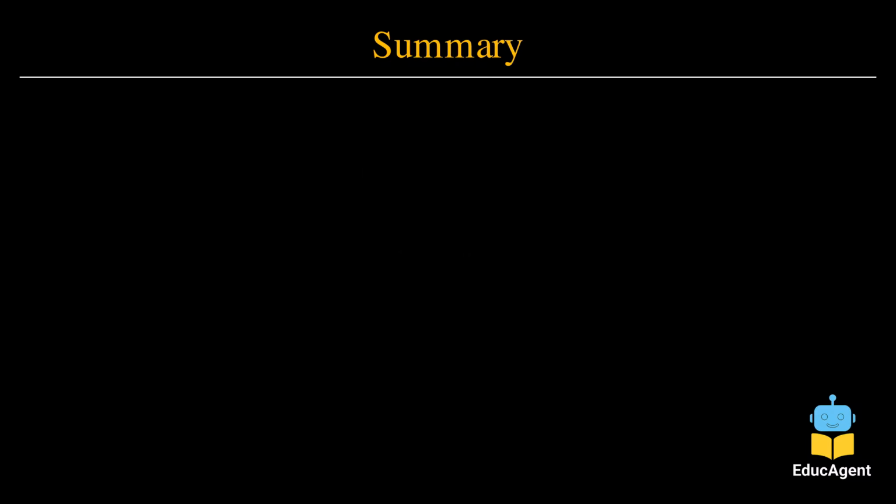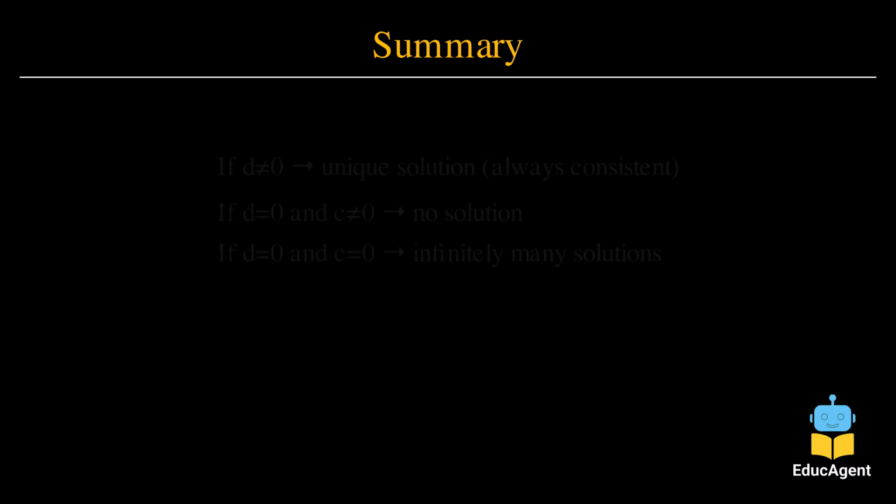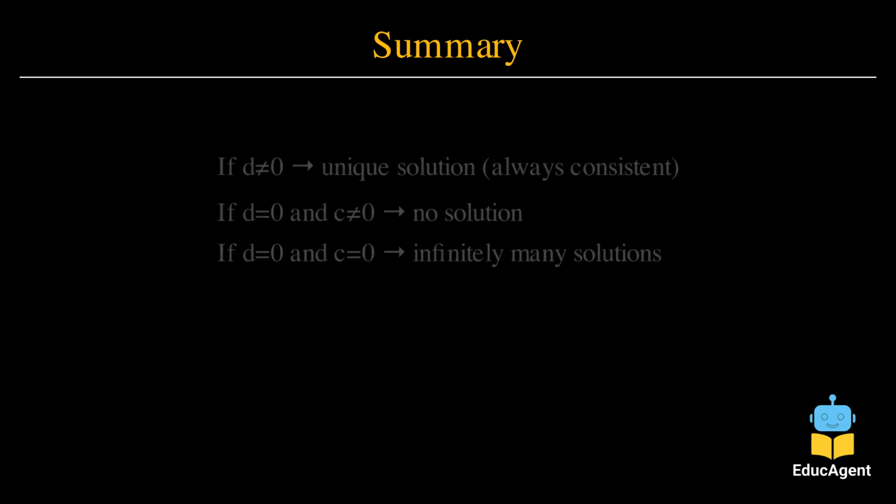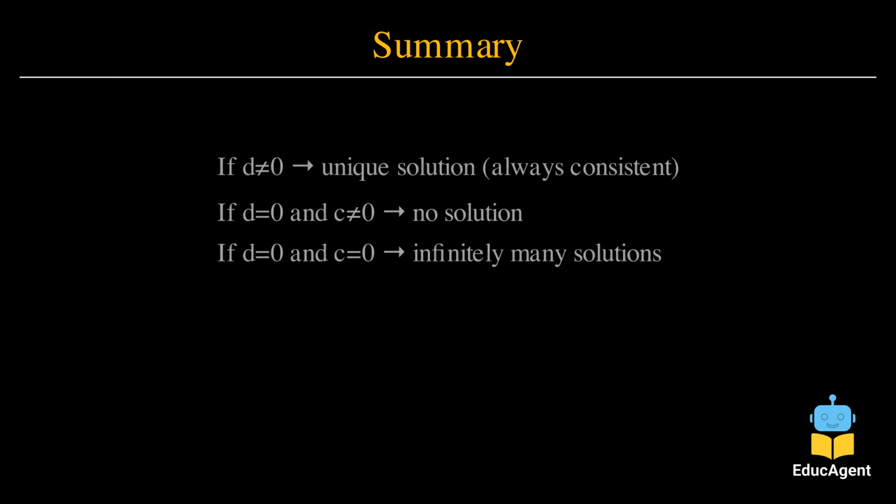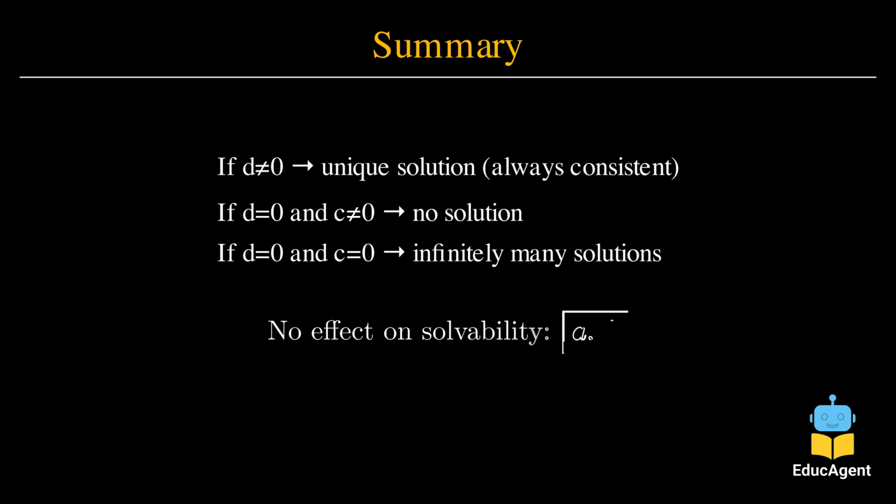The entire story is in the last row. Either it gives a pivot, unique solution, or it becomes a consistency check that can either contradict, no solution, or vanish, infinitely many solutions. Since the first two pivots are guaranteed, A and B never decide solvability, only the specific values of the solutions. Watch the next video to learn more.